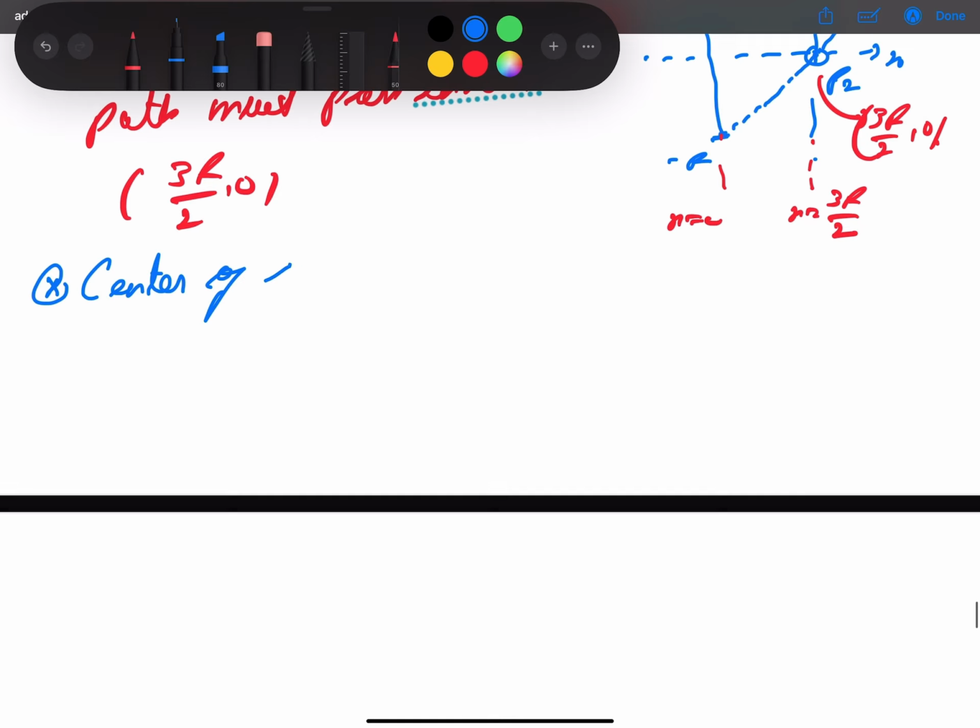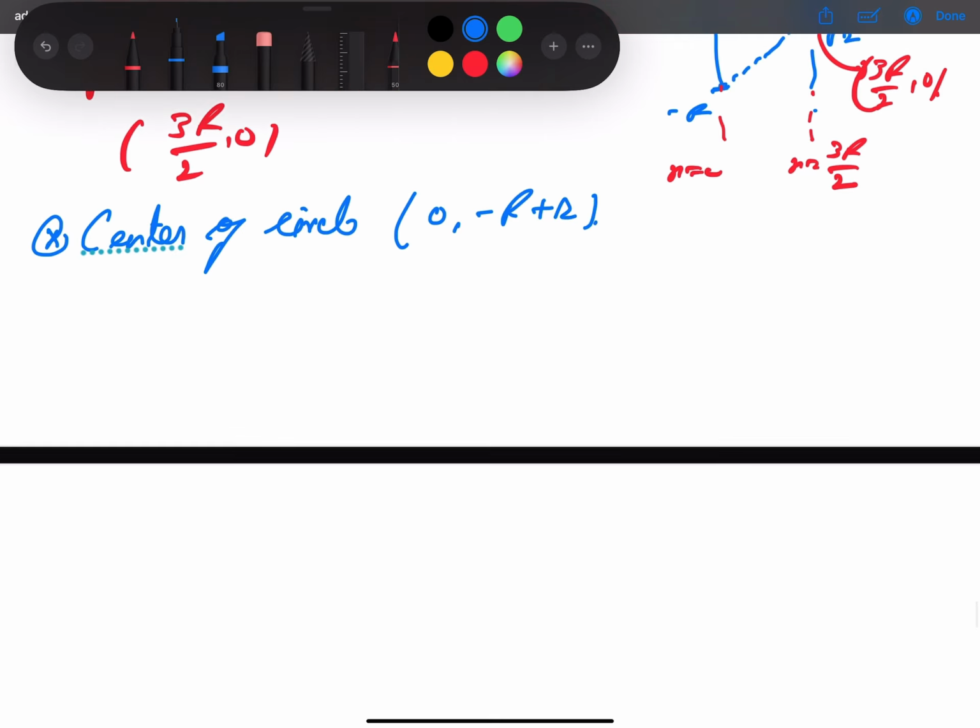Center of circle, that is our 0 minus r plus r. So we can find out the distance of center of the circle to point P, and that should actually be the radius of the circle.